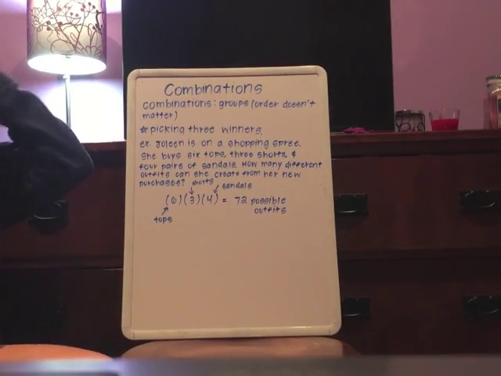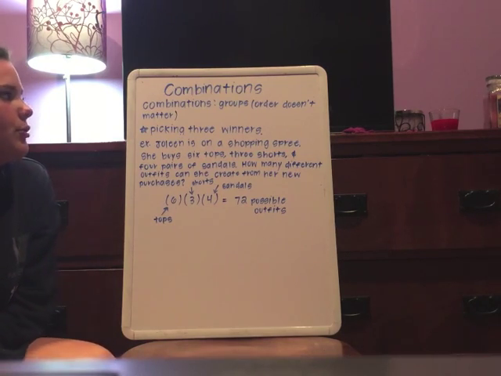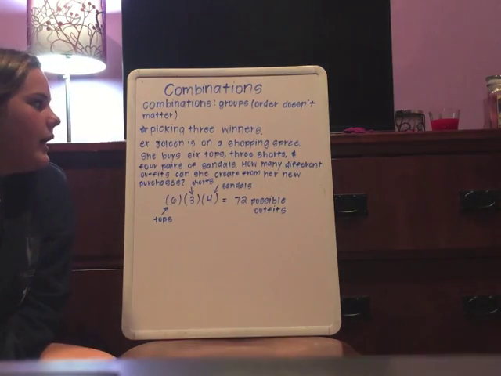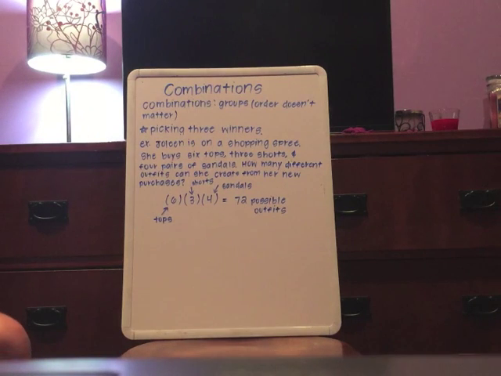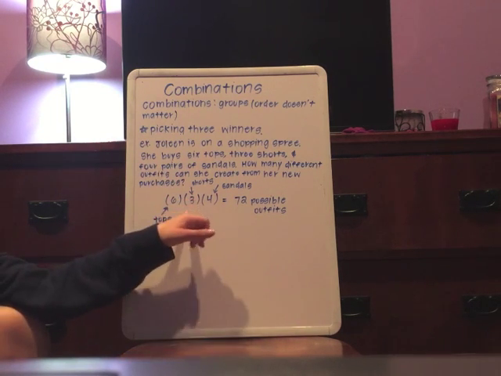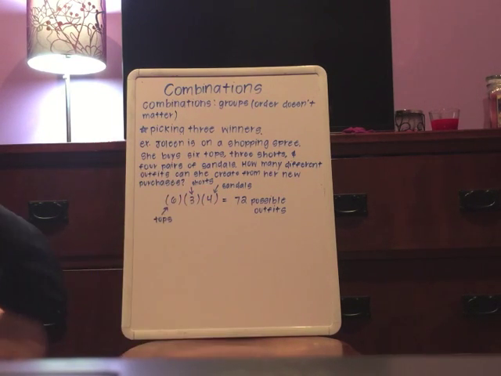Okay, a combination is like a group, and order doesn't matter. An example would be picking 3 winners, instead of a permutation, which is picking a first place, second place, and third place. And then this is the example. There are 6 tops, 3 shorts, and 4 sandals, and you're trying to find all the different outfits, so you just multiply them all together and you would get 72 possible outfits.